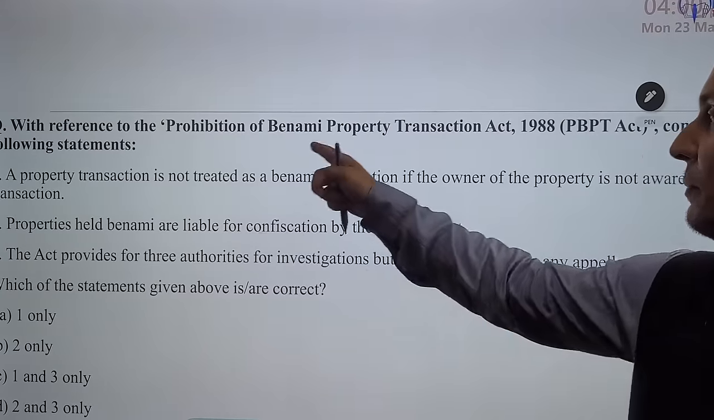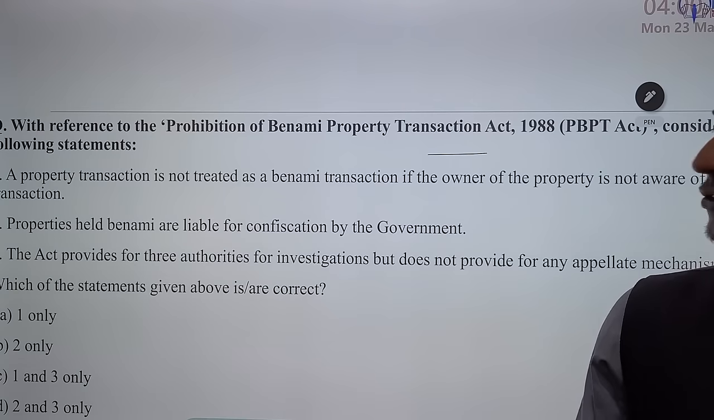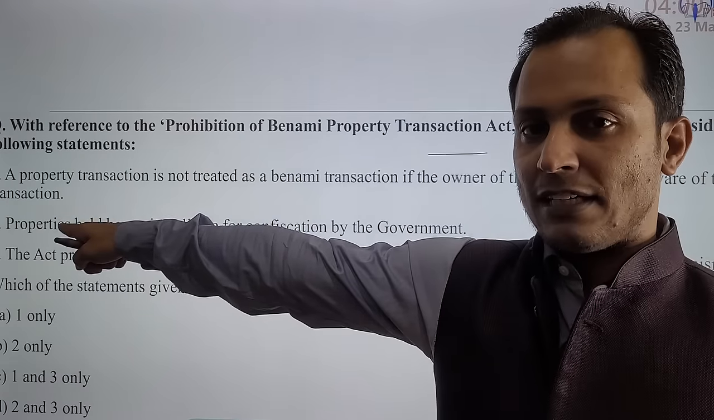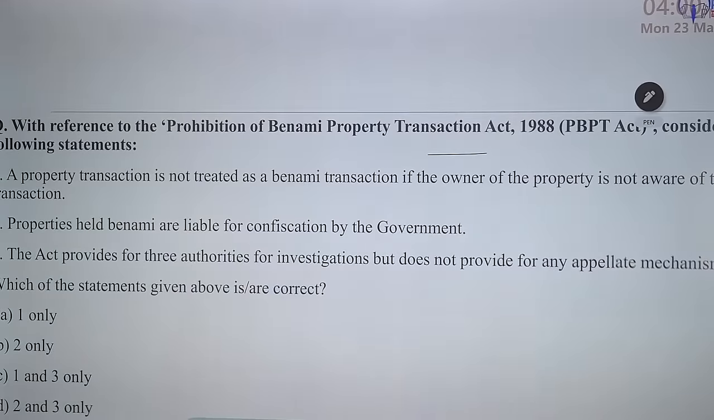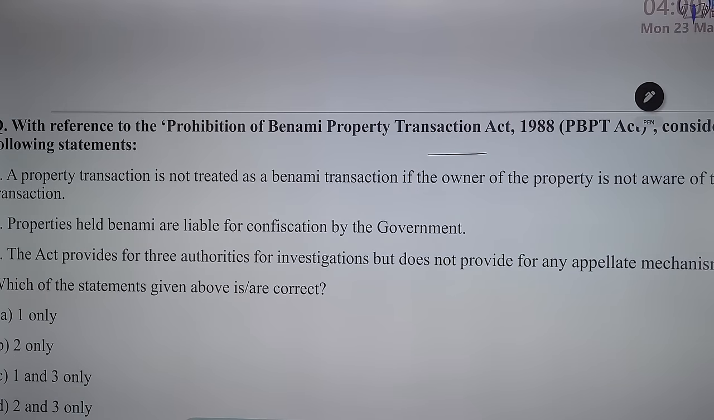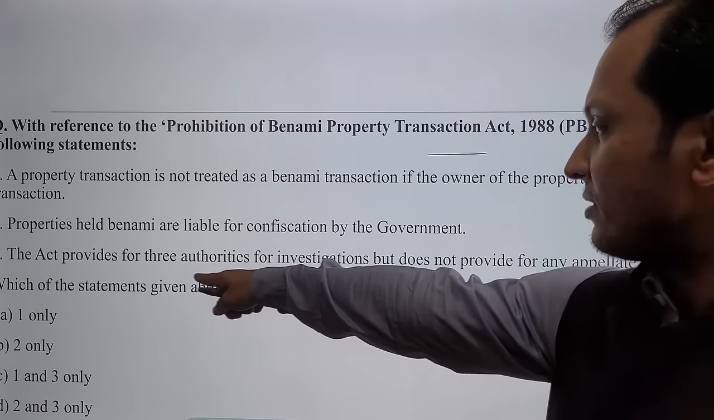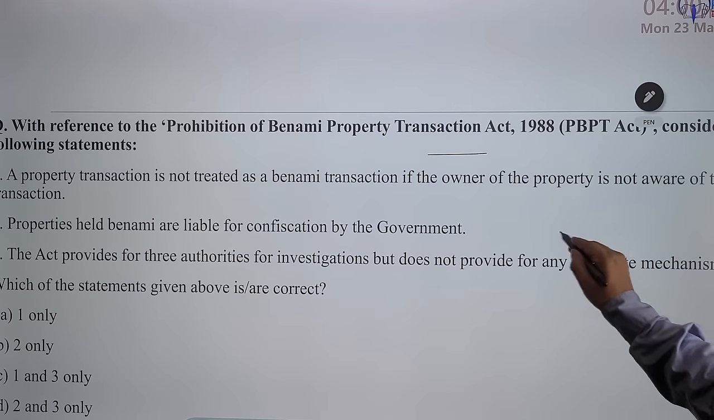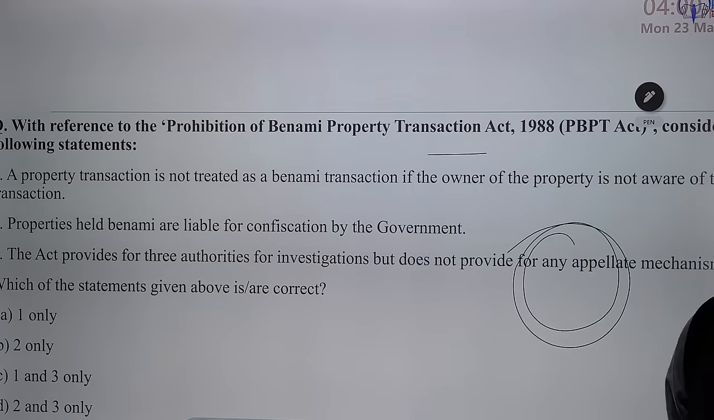Let us go to the next question. Prohibition of the Benami Transactions Act. You see, again, look for those extreme words. Okay, can you see it in statement 1? No. Can you see it in statement 2? No. Can you see it in statement 3? Yes. Any appellate mechanism, how can it be possible?